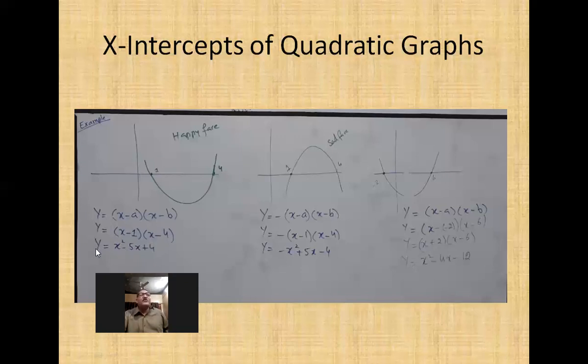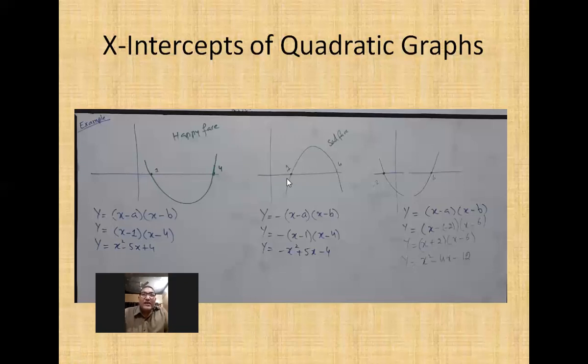If you multiply these two brackets, you will get y equals x squared minus 5x plus 4. So you see in this first example, a graph was given, only its x-intercepts were known, and I know that it's a happy face. So you can find its equation.